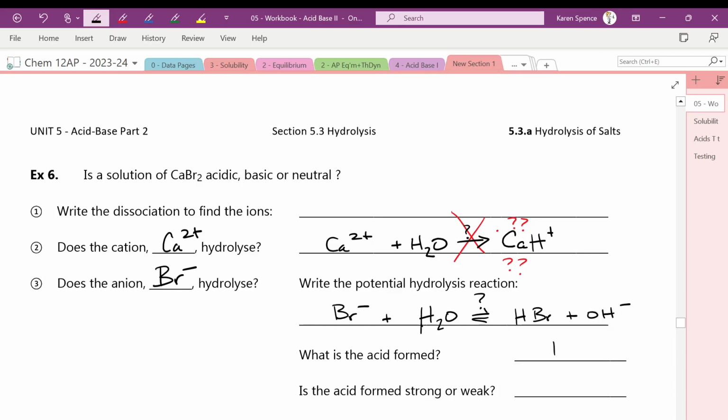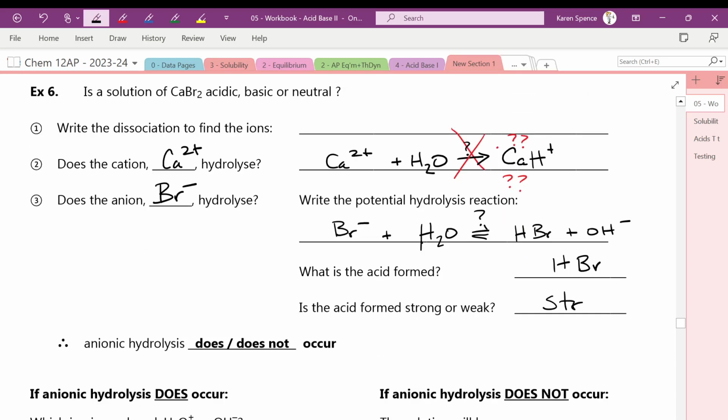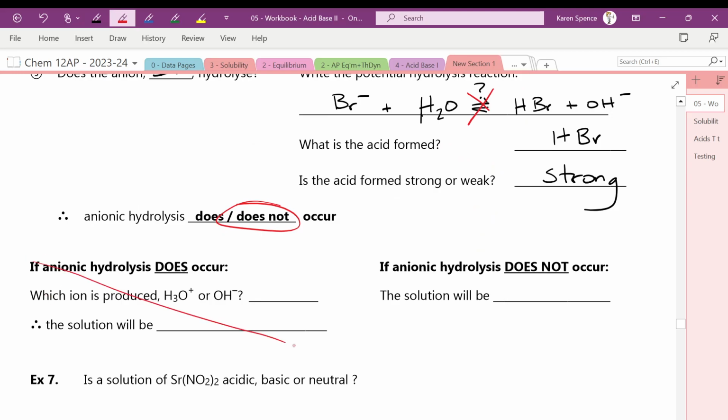What acid is formed? HBr. Is it strong or is it weak? It is strong. Therefore, does that reaction go or not go? It does not go. It does not occur. So if anionic hydrolysis does not occur, the solution will be neutral, as long as the cation is also not producing anything.